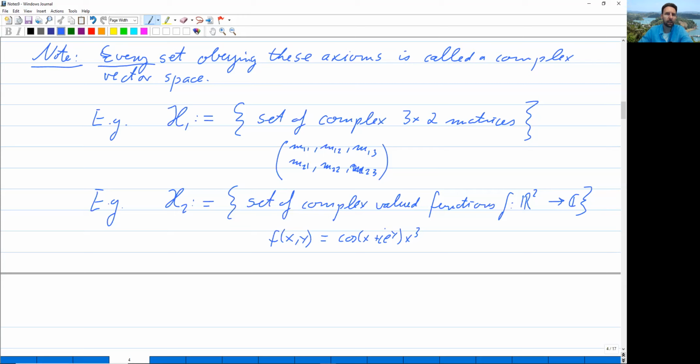Now, H1 has how many dimensions? H1 is a 6-dimensional complex vector space. H2 has how many dimensions? Well, infinite dimensions, obviously, because we can write down infinitely many different functions, complex functions over R2.